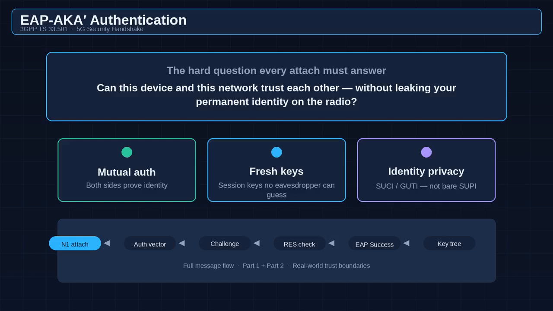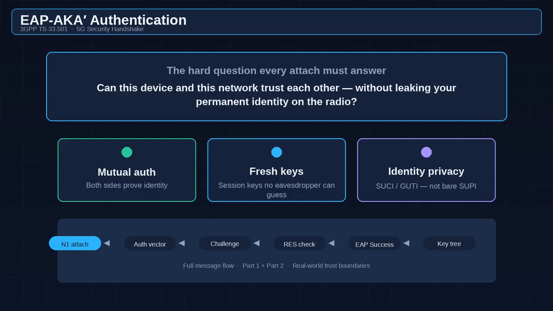EAP means Extensible Authentication Protocol. AKA' (AKA Prime) is a stronger variant of authentication and key agreement, purpose built for 5G. Why should you care? Without it, a fake base station could impersonate your operator, siphon traffic, or track you by your subscription identity. With it, both sides prove who they are, and both walk away holding fresh session keys that nothing on the air interface can guess.